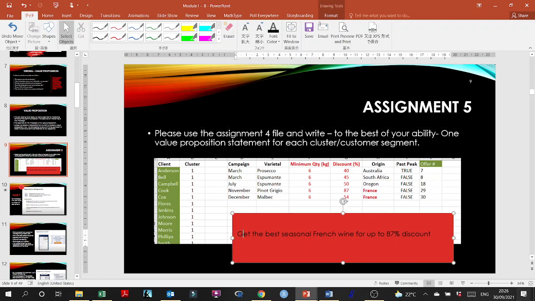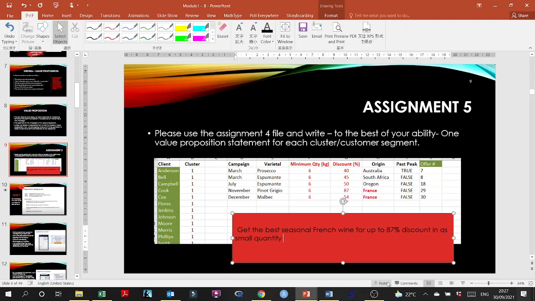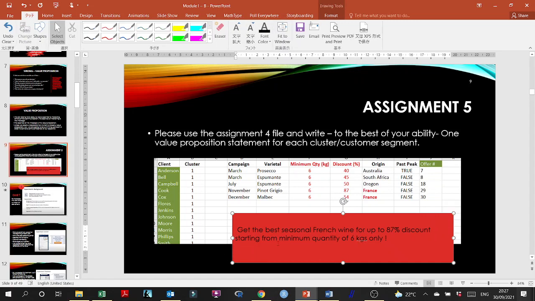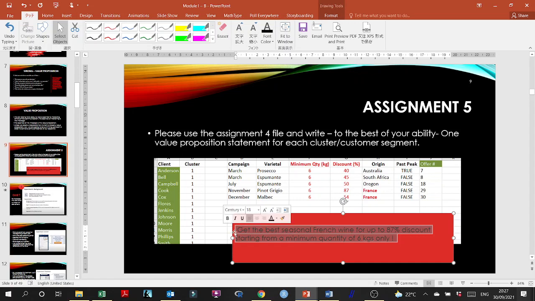So over here I said get the best seasonal French wine for up to 87% discount. You could add to that something like that. Starting from, be careful, guys. Think like a marketer. Don't limit them to the 6. If you can sell more, you are so happy. So if you can sell 12 instead of the 6, so 6 times 2, you are happy. So always say 87% discount, starting from a minimum quantity of 6 kilograms only. So this is a nice value proposition, up to the point.